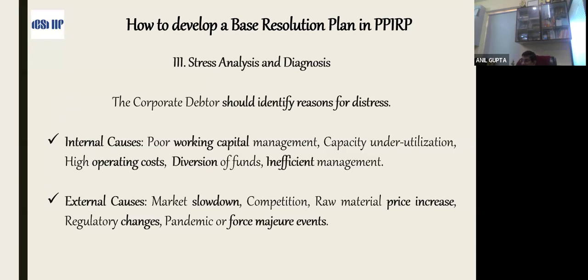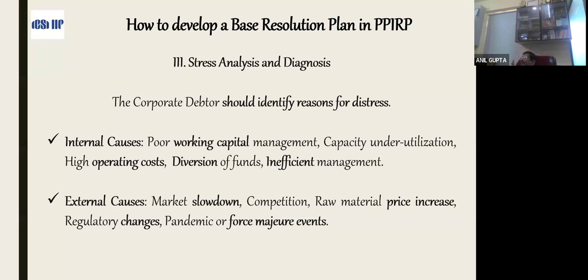Next, why stress? Why is the company unable to pay? This is the next chapter. What is the reason for that? The stress or diagnosis of this is also mentioned. The corporate data should identify the reasons for distress. Why is the company unable to pay the loans to the financial creditor as well as the operational creditor? What could be the reason?